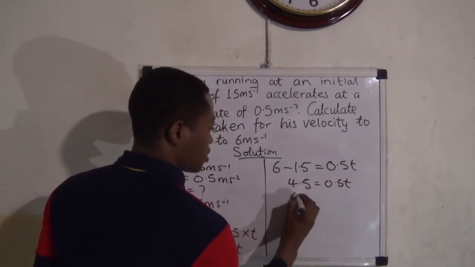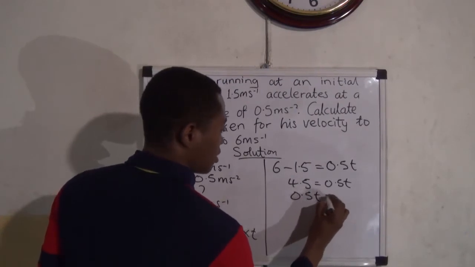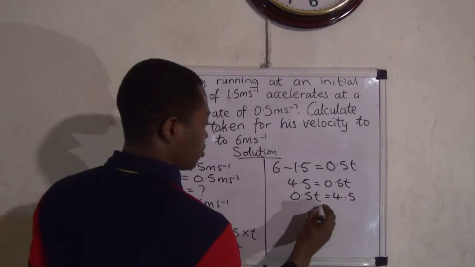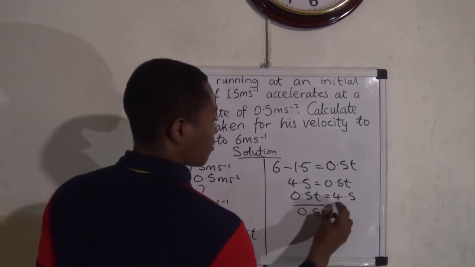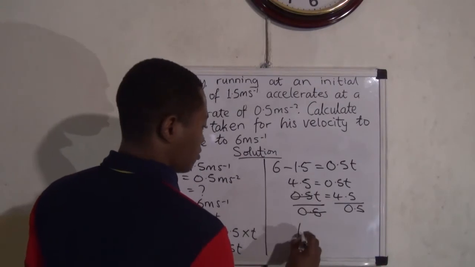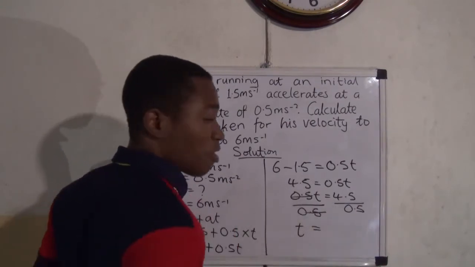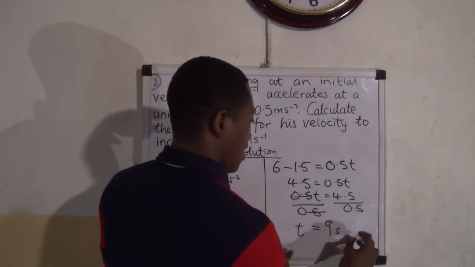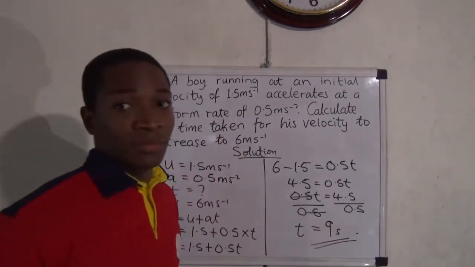That also means 0.5 T is equal to 4.5. To find T, we divide both sides by 0.5. We cancel 0.5. What is left? We have T is equal to 4.5 divided by 0.5. We have 9 seconds. That's all.